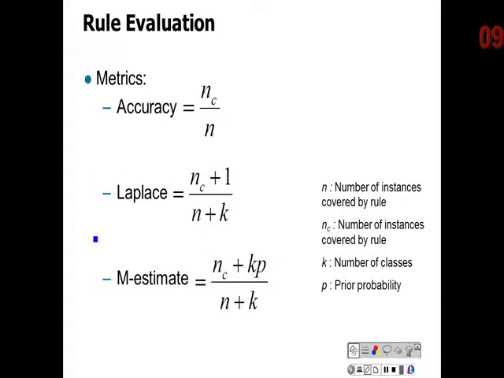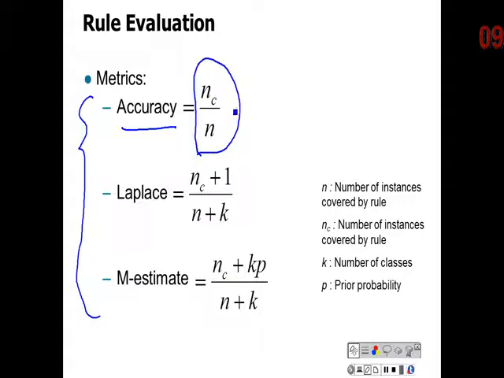Now, of course, there are metrics to decide if your rule-based classifier is working fine or not. There are three very popular metrics. One of them is accuracy. You divide the number of instances covered by the rule over the number of instances not covered by the rule. This is one. Laplace is also very popular, a little bit of a variation from the previous one. We add one to the number of instances covered by the rule, and we divide it by the number of instances covered by the rule summed with the number of classes.